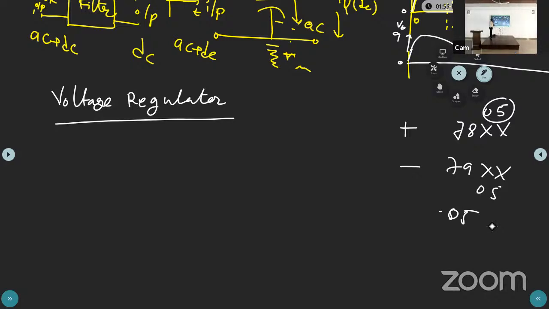Okay. Now, we are not having that concept in the syllabus, but you can remember the 78XX and the 79XX, and one more voltage regulator is the 723. 723 is the variable voltage regulator.